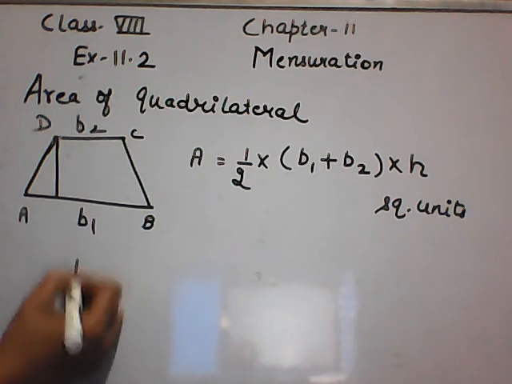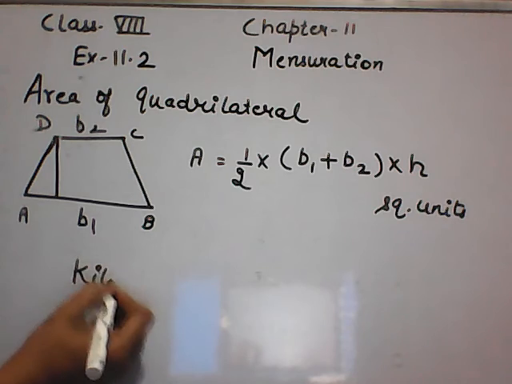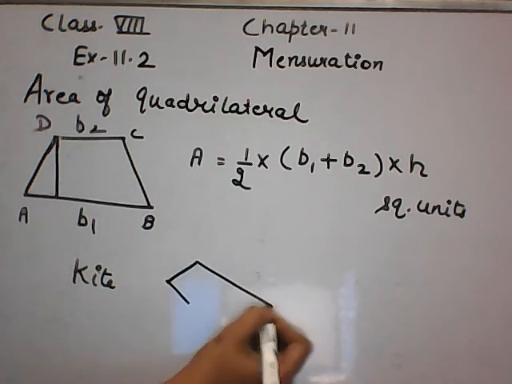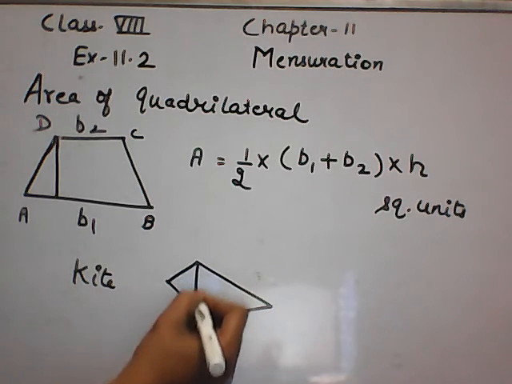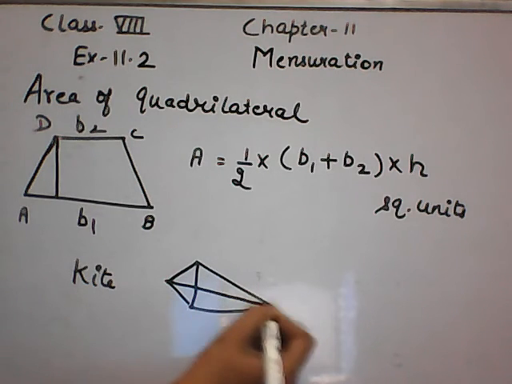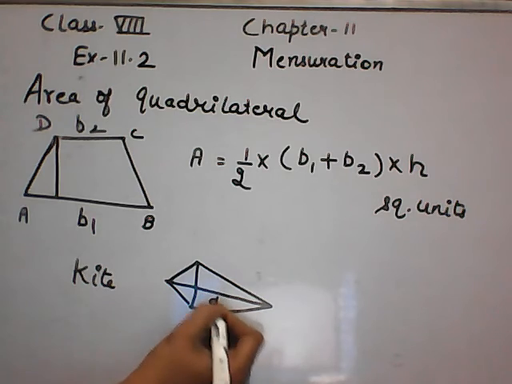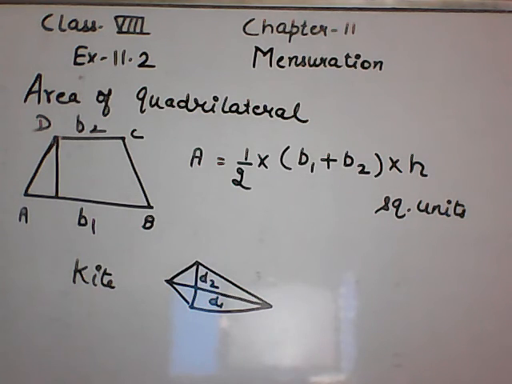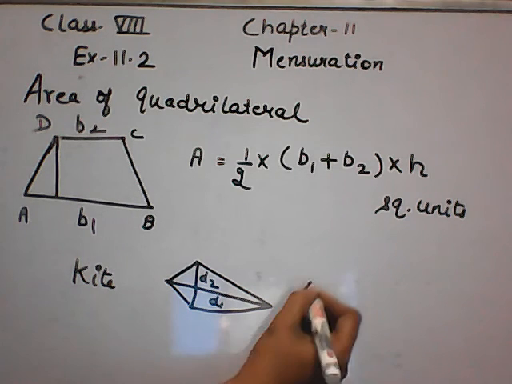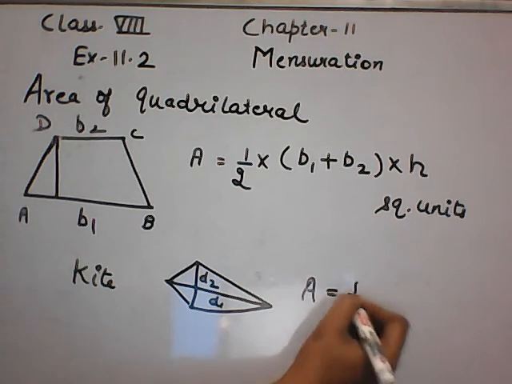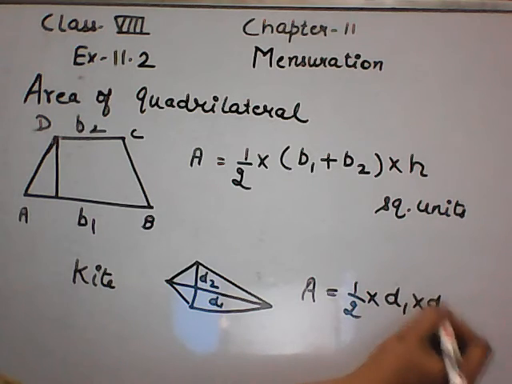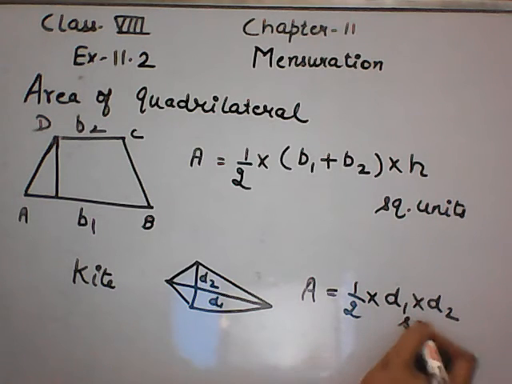Next figure, suppose a kite is given to you and you have to calculate the area of the kite. Suppose this is d1 and this is d2. It can be calculated as area equals 1 by 2 multiplied by diagonal 1 multiplied by diagonal 2 square units.